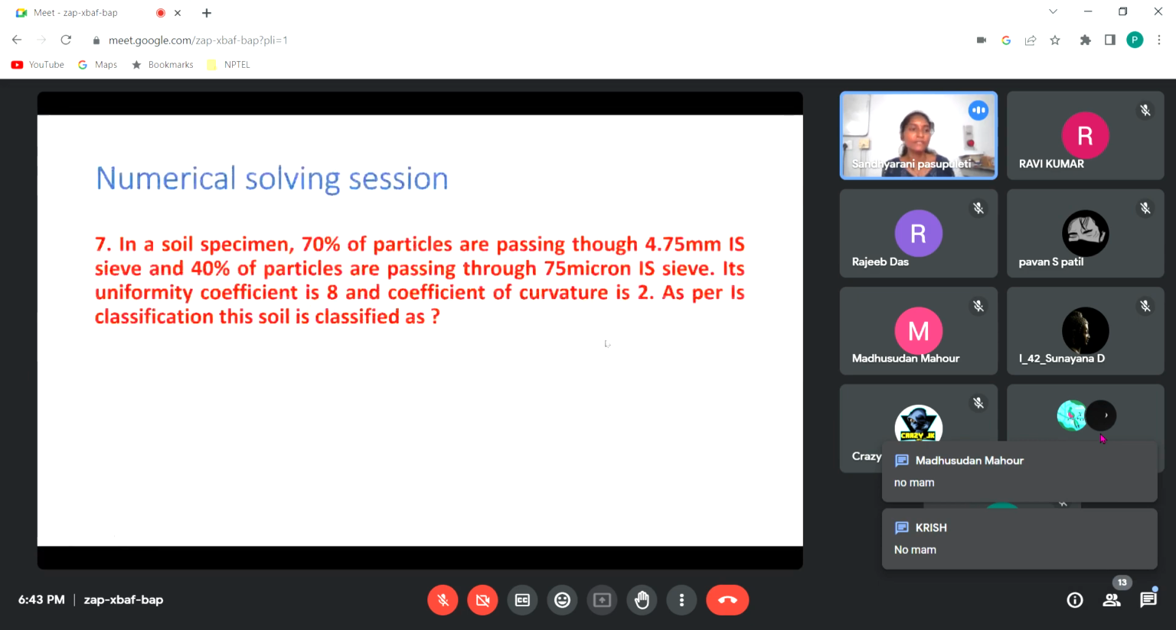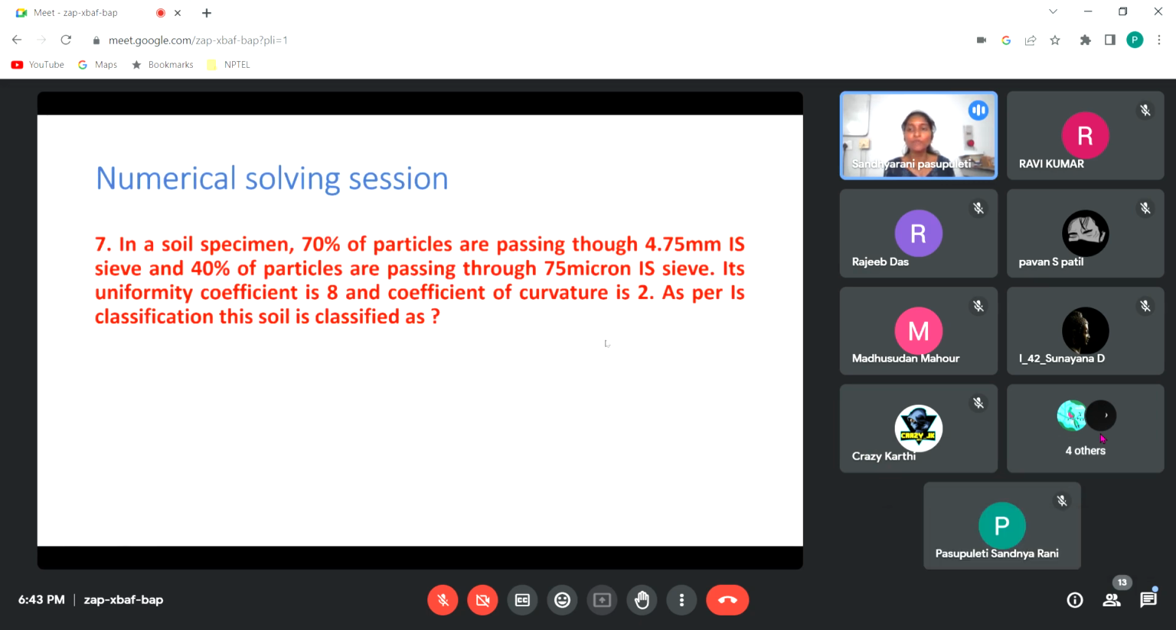So if you take the seventh question, in a soil specimen, 70% of particles are passing through 4.75 mm. So when I say 70% of particles are passing through 4.75 mm, how much will be retaining? So 70 is passing, so 30% will be retaining. And 40% of particles are passing through 75 micron. So its uniformity quotient is 8, coefficient of curvature is 2. As per IS classification, this soil is classified as. You can note down the input.